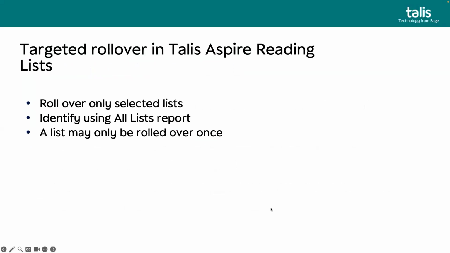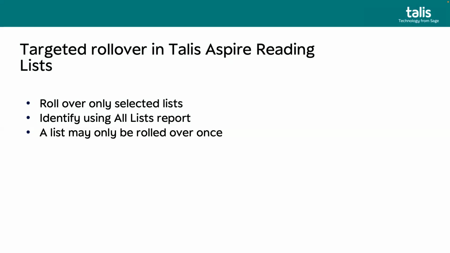One more slide, and then I'll stop talking theory and we'll actually have a look at how this works in practice. So, as I said, nearly all of you are using the bulk rollover, which is the rollover process that's been available from day one within Talis Aspire. We have actually had this targeted rollover option available, and this has been in the system for about 4 or 5 years now. And what it allows you to do is be more, well, literally targeted in which lists you choose to roll over and when.